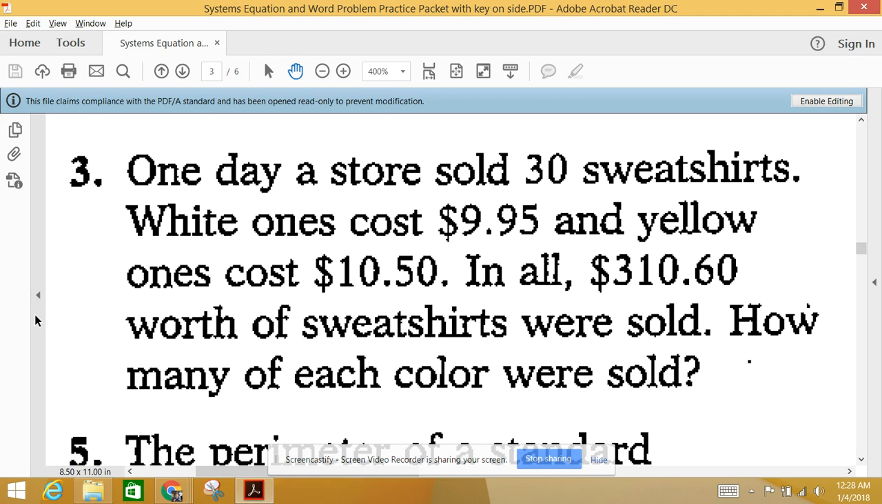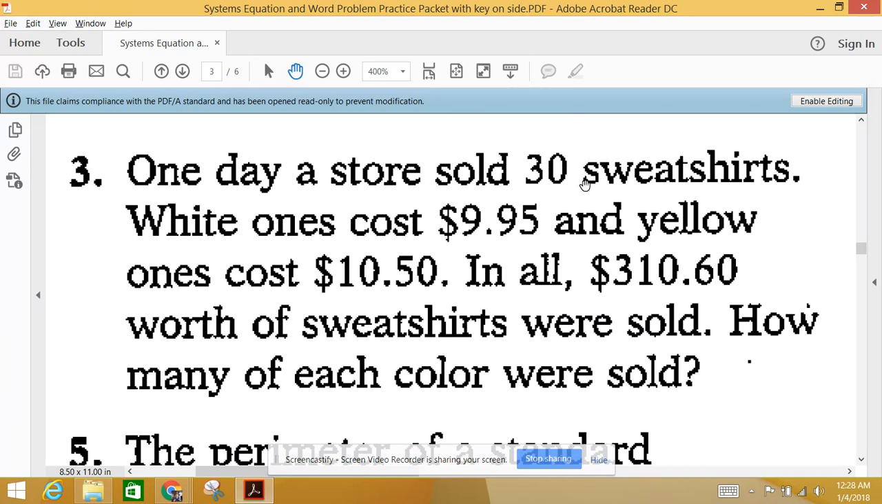Okay, if you want to solve this, you need to come up with two equations. So you have a system of equations. We have variables. We don't know how many white shirts and we don't know how many yellow shirts were sold. We know we had a total of 30.